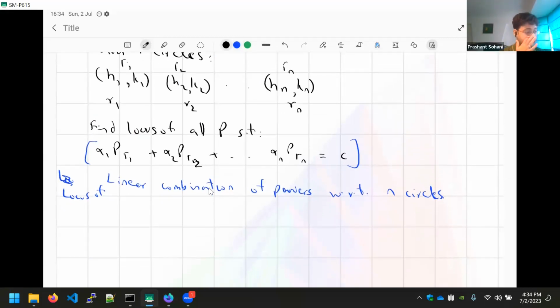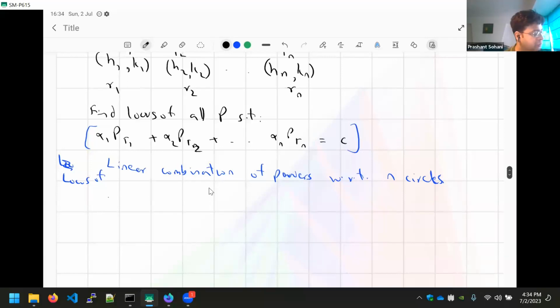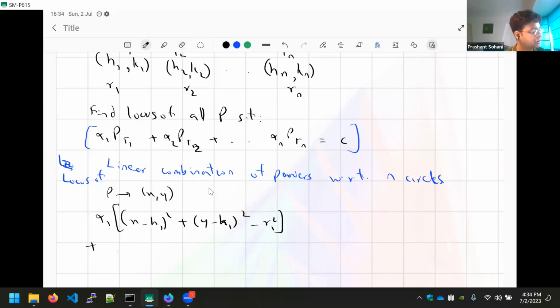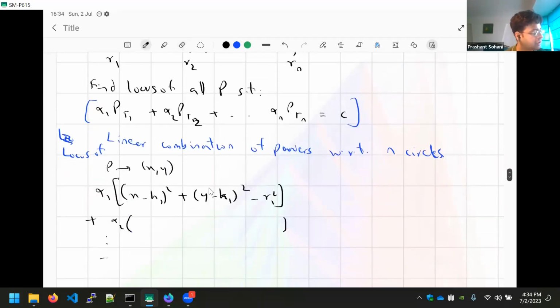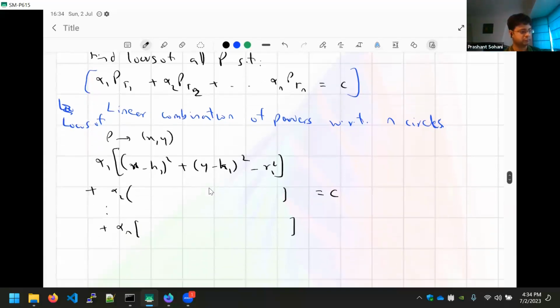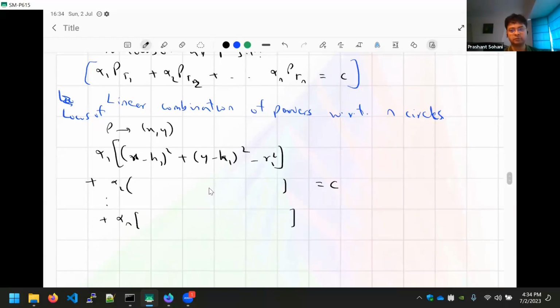So given this starting point and the coordinate geometry interpretation, we can directly write the equation that the point has to satisfy. If the point P has coordinates x comma y, then the equation is alpha 1 times the first power, x minus h1 square plus y minus k1 square minus r1 square, plus alpha 2 times etc. So there will be n such terms all the way up to alpha n. This is equal to c. So this is simply an equation involving x and y, right? And any point which satisfies this equation will be a valid point on the locus that we are looking for.